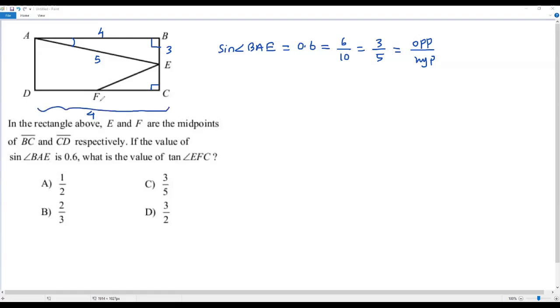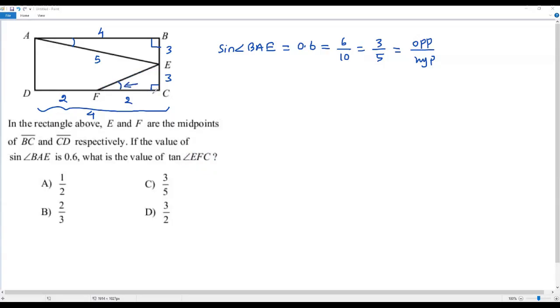Then what is the length of this FC? It has to be 2 because F is the midpoint. Then this length also must be 2. And also E is the midpoint of BC. Since the length of BE is 3, the length of EC also must be 3. Okay, now let's consider this right triangle EFC. In this right triangle, let's consider the angle EFC. That is EFC. It's over here.